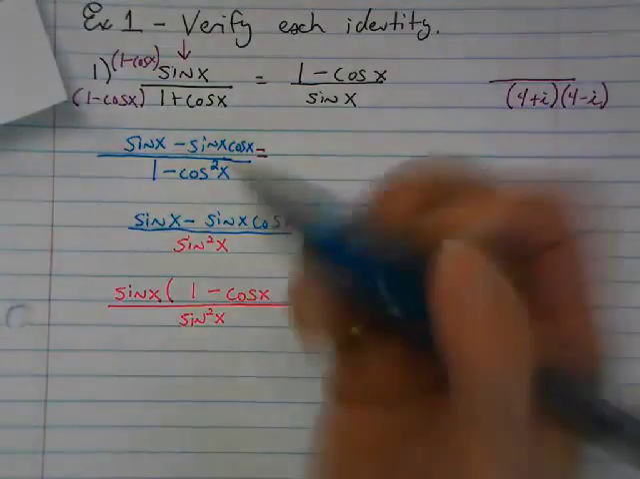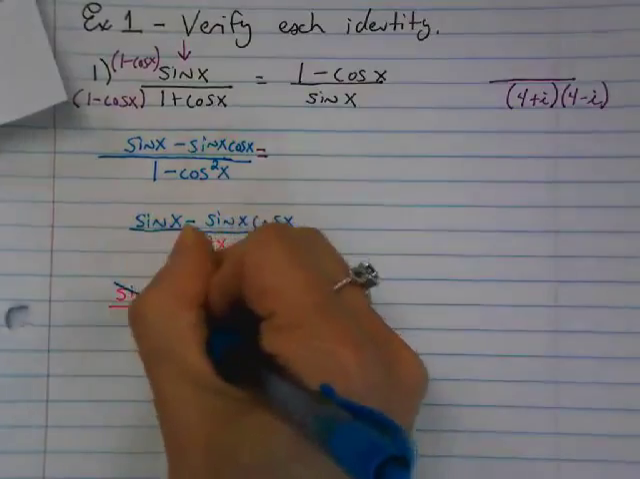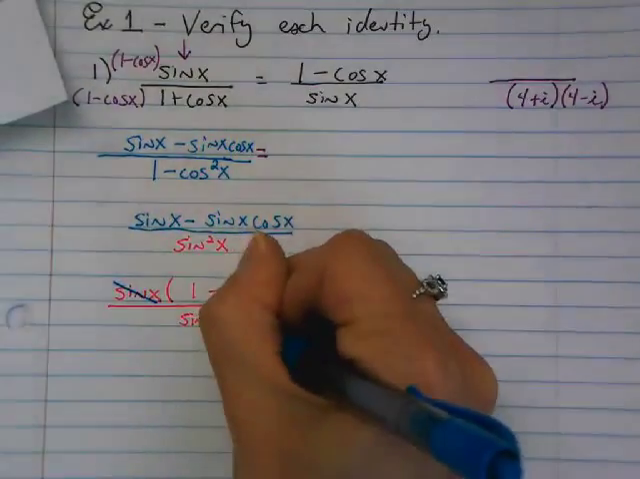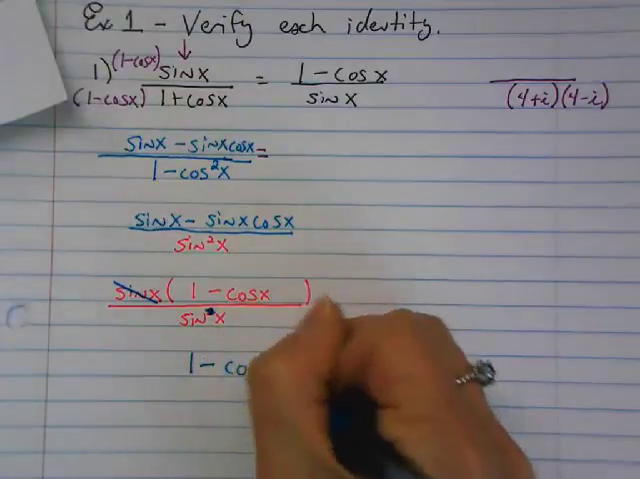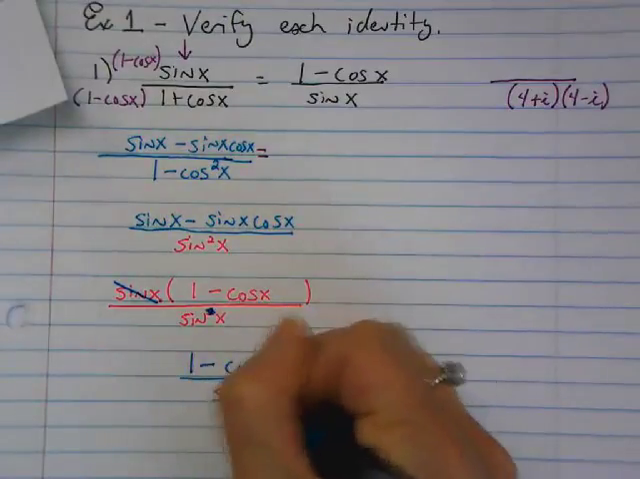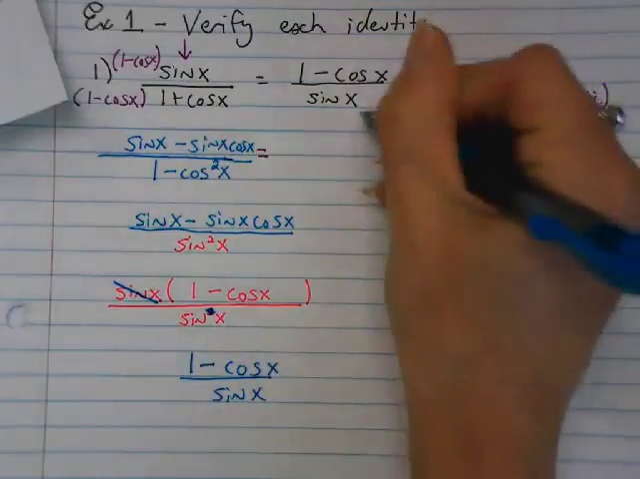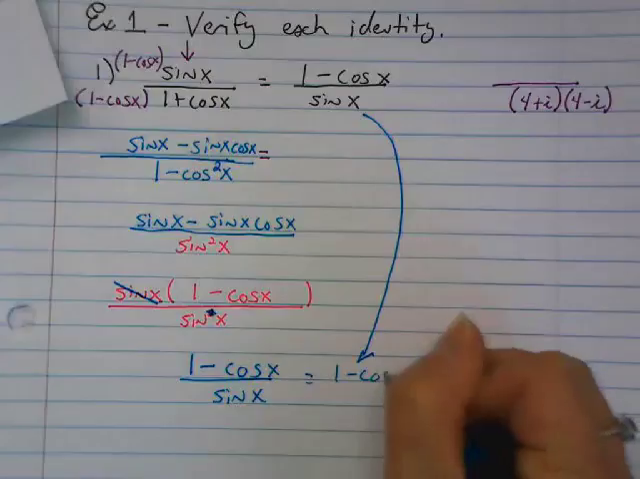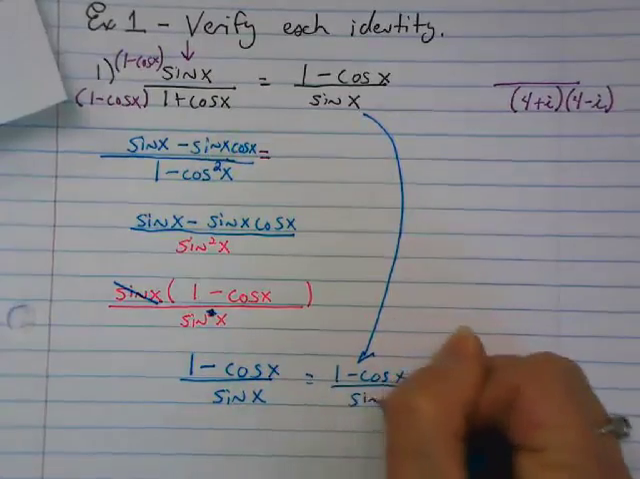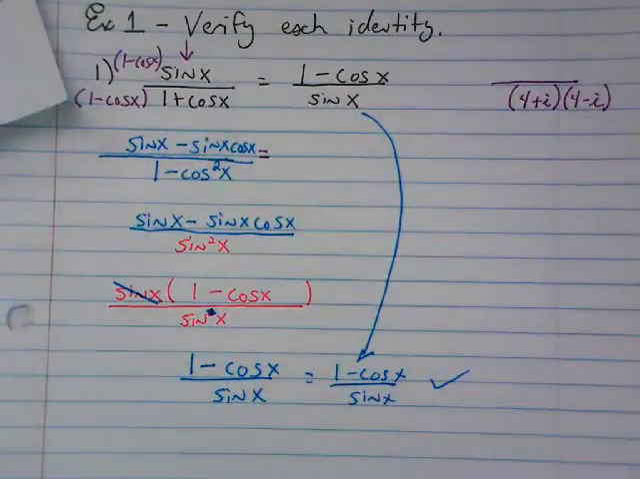So now I agree. This sine in the numerator will take up one of them, and I'm left with 1 minus the cosine of x over the sine of x. Well, lo and behold, isn't that what I have up here? And I've survived proof 1.